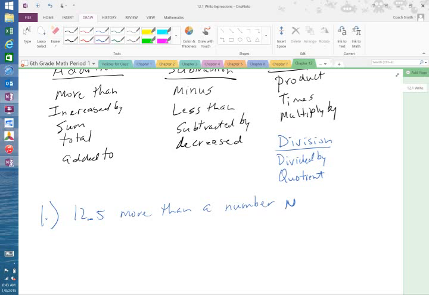What would the algebraic expression be for this number 1? Who thinks they know? Noah. Right? Yeah. 12.5 plus n. Okay, that's your first answer.